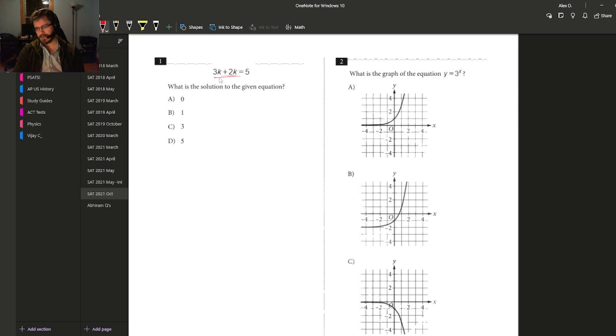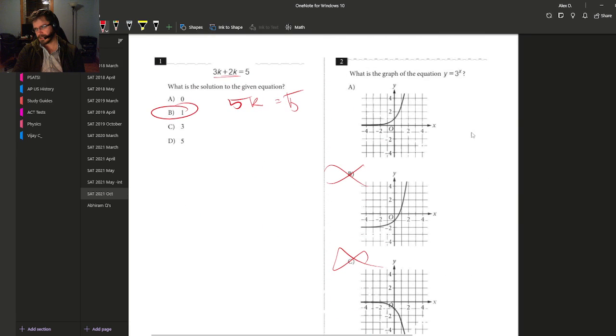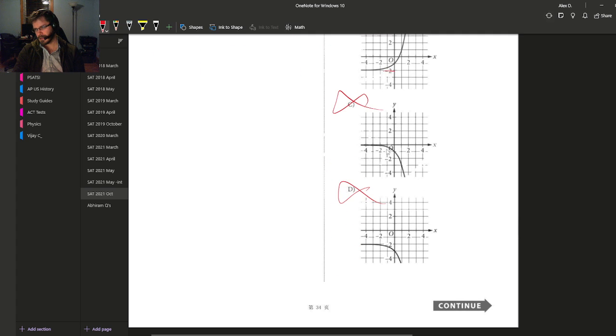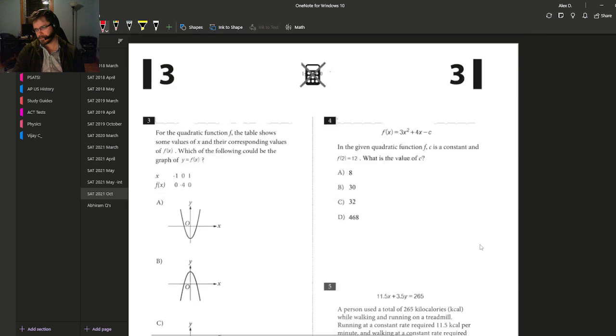Linear function, actually it's not even linear, it's 2k plus 3k, that's 5k equals 5, of course k is 1. The graph of the equation, that's an exponential graph, so it's going to go up. It has no vertical or horizontal shift, so that is out, that is out, that is out. There's no reflection or anything. This would be a shift down of 2. This would be a reflection. This would be a reflection and a shift. There's clearly none of that going on, so it must be A.